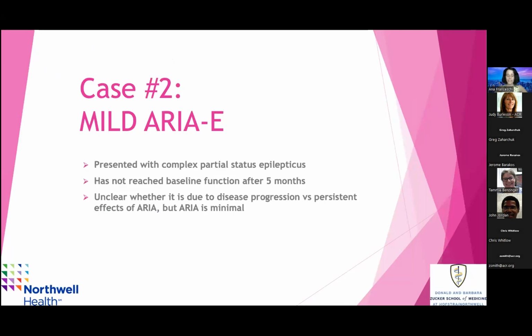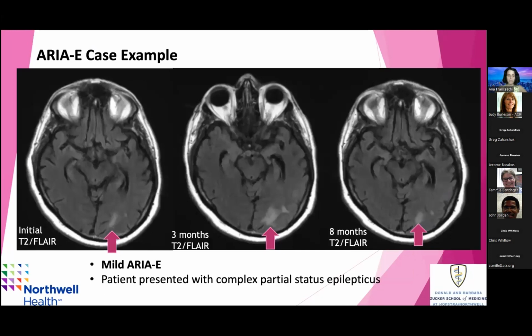This patient presented with complex partial status epilepticus in the ER, and even after 5 months, it was unclear why the patient was not returning back to their baseline function. It wasn't clear if this was due to disease progression or persistent effects of ARIA, although again, the residual ARIA, as you will see, was minimal.